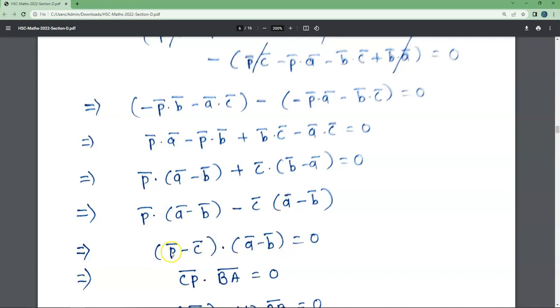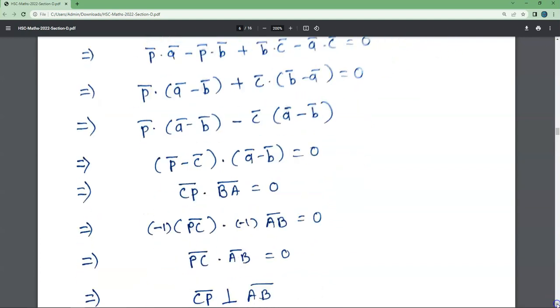What does this mean? P bar minus C bar is what? CP bar. And this is what? BA bar. So CP bar dot BA bar is equal to 0. What does that really mean? CP is perpendicular to BA. That is, CP is perpendicular to AB. Correct?